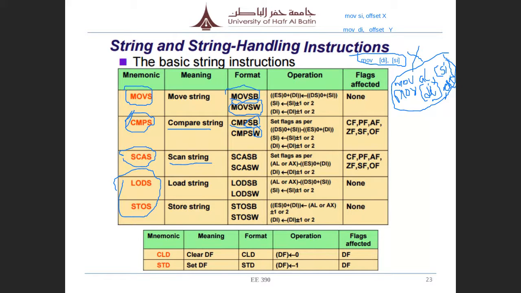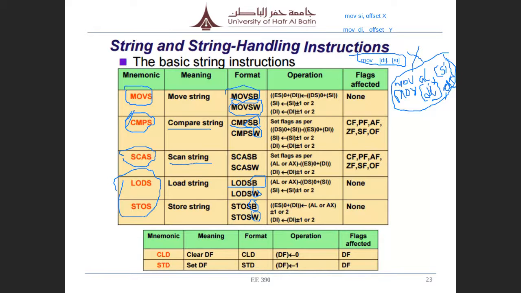One is called LODS for load string, and STOS for store string. LODS, again, we can use as a byte or as a word. And store string we can also do as a byte or as a word. Okay, so right now just look at the names. What does MOVS do and what does CMPS do? Just get the names. Then we'll discuss the applications, and it will be clear.